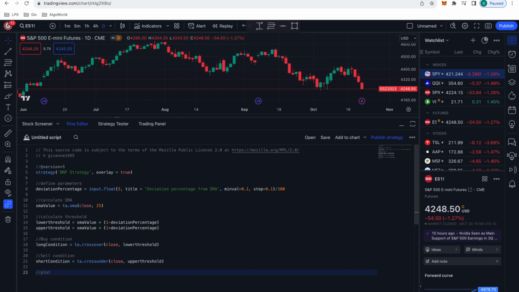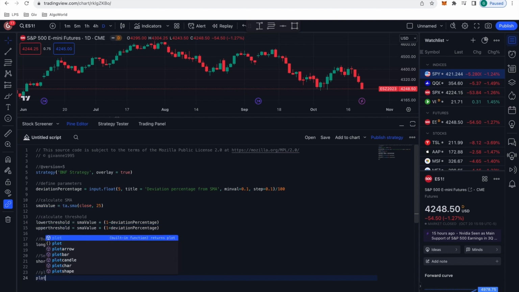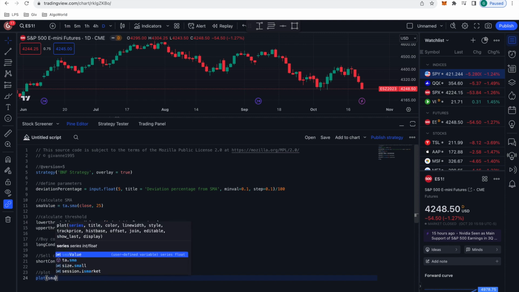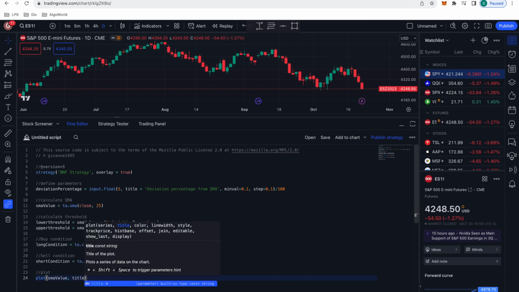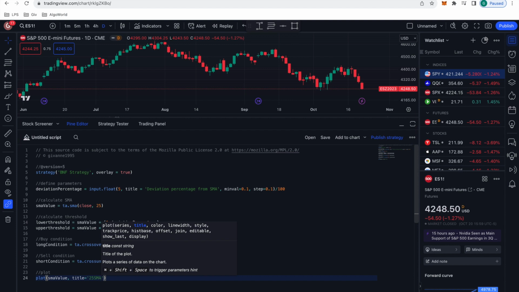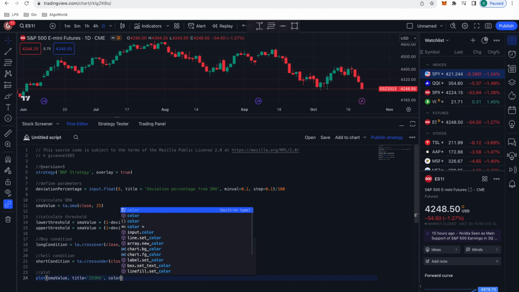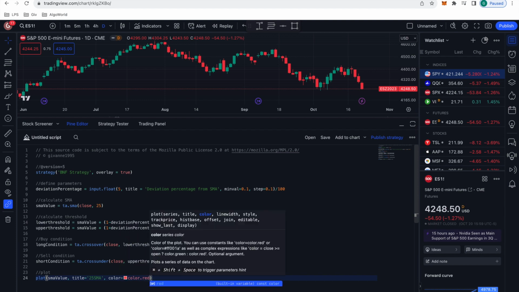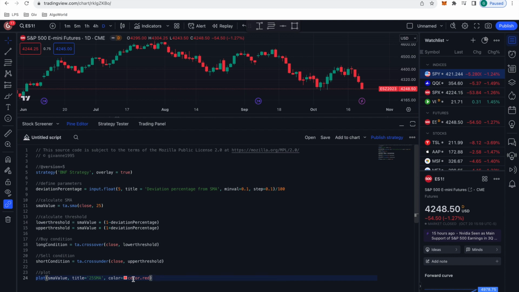Let's plot. So we're going to plot it on the chart. SMA value. We're going to give it a title. 25 SMA. I'm going to give it a color. Equals color dot red. So yeah, we're just going to plot every one of them here.